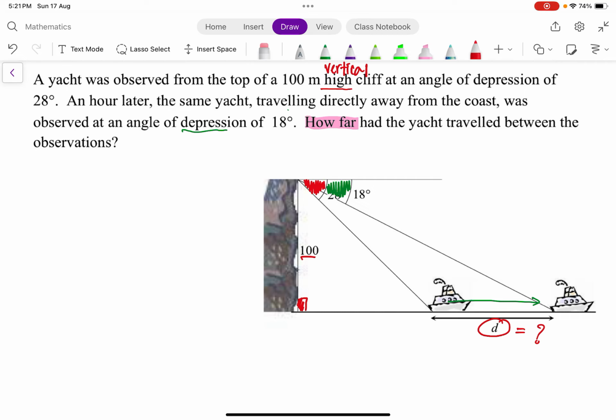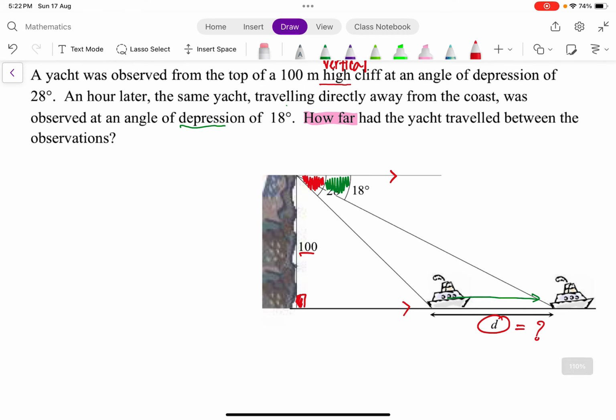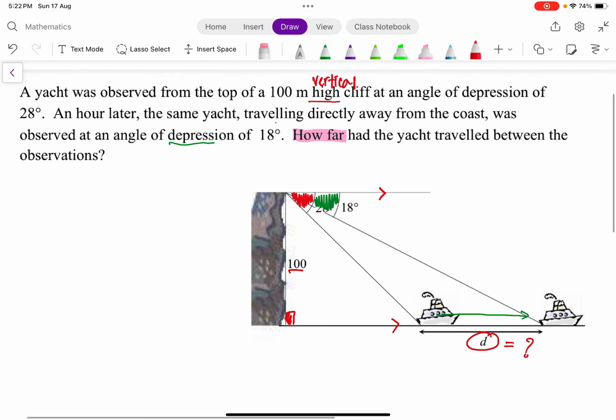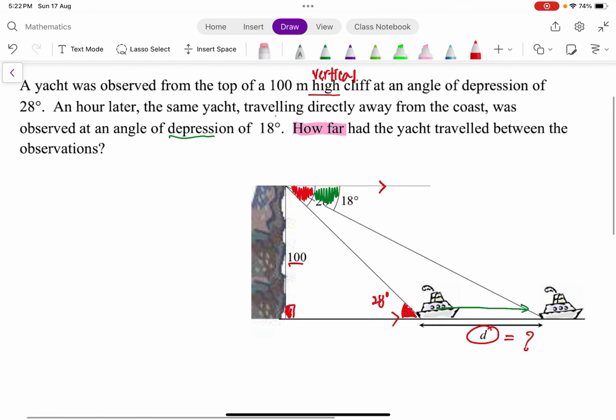Now, once we have this, the next thing that we want to observe is that there is actually a pair of parallel lines. So with this, I do know that by applying alternate angles, this angle here will also be equal to 28 degrees. And not only that, similarly I will have the other angle, which is this one over here. This will be 18 degrees.